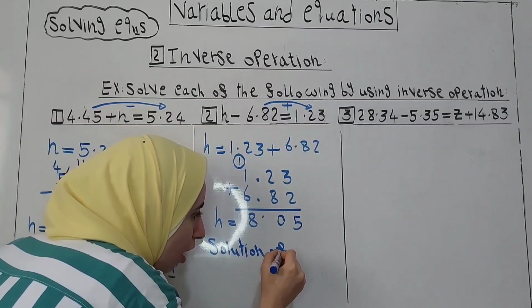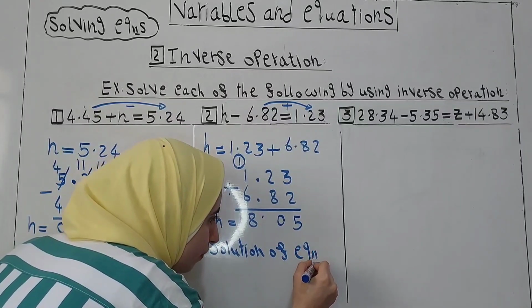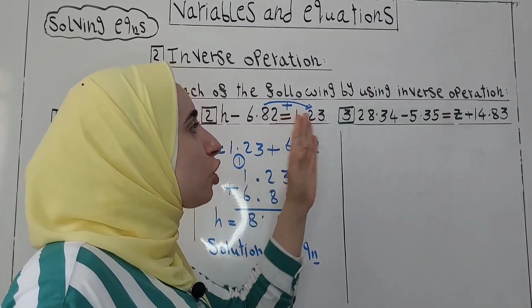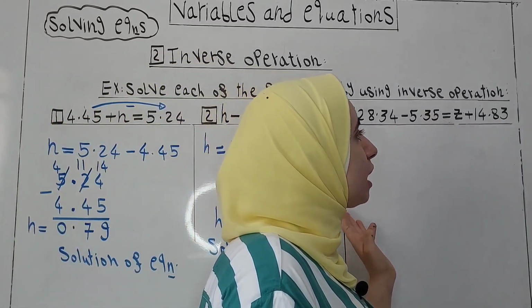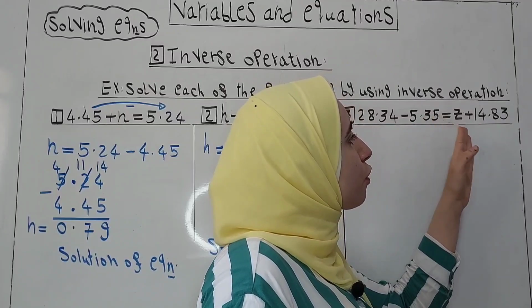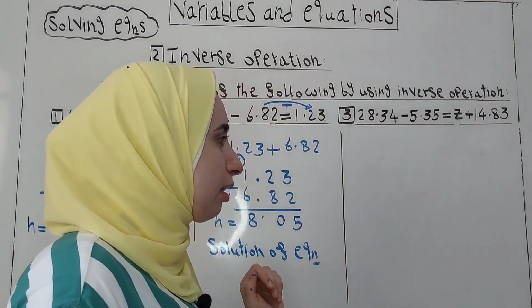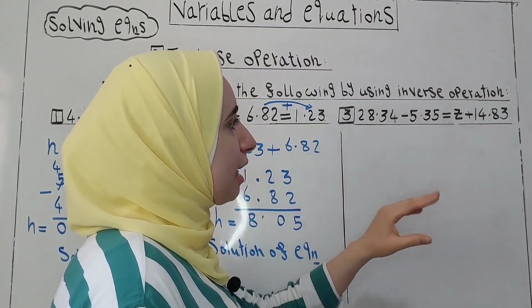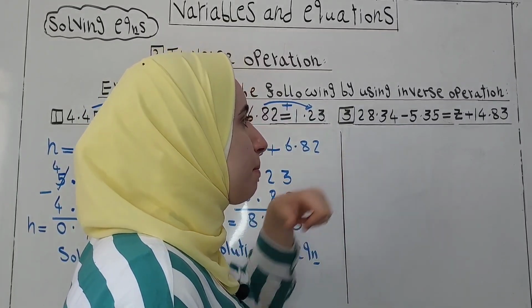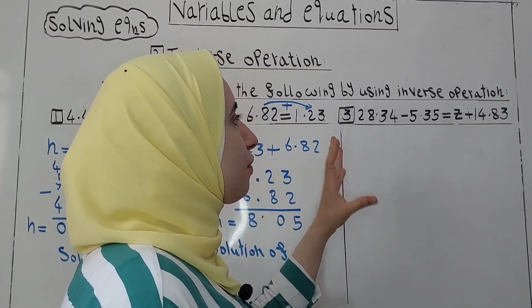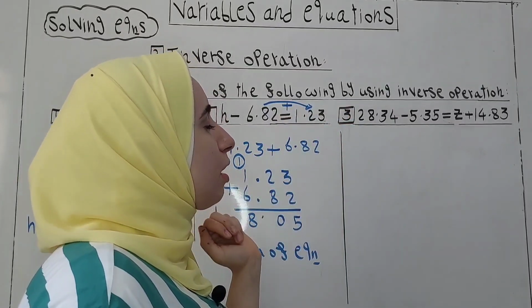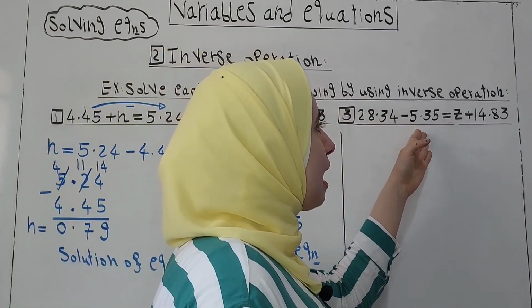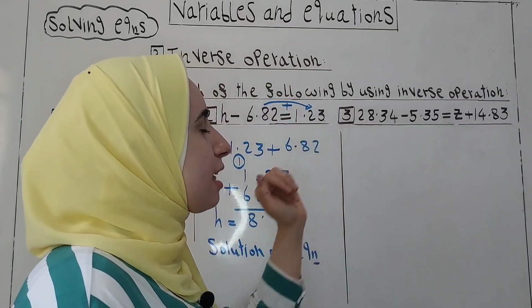Solution of equation number 3. 28.34 minus 5.35 equals Z plus 14.83. At the first, we must get the difference for these two numbers. We check the number of digits. The minuend has two digits in the integral part, and the subtrahend has only one digit in the integral part.